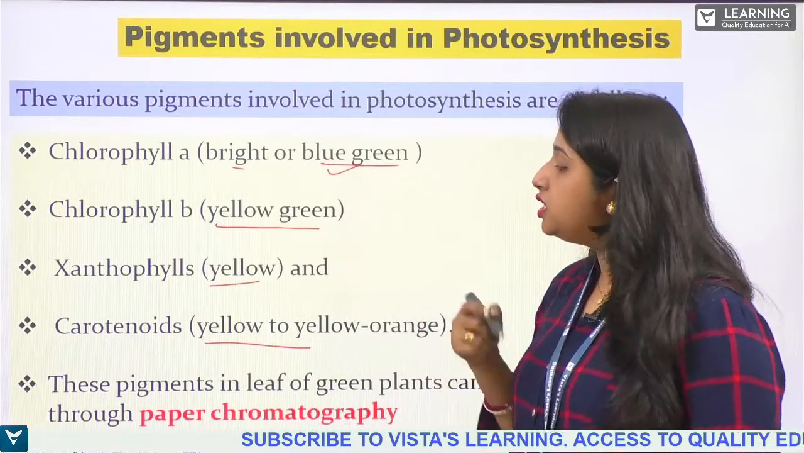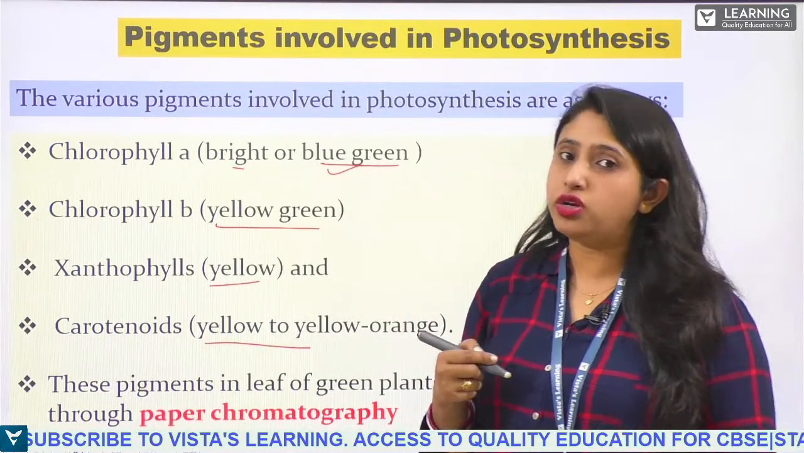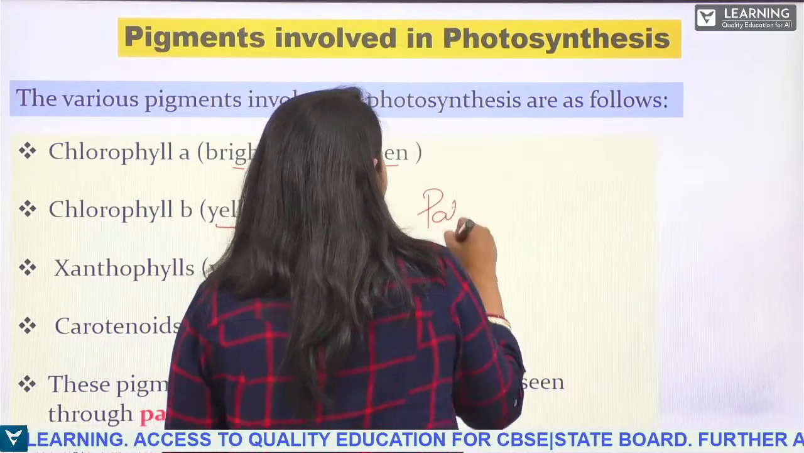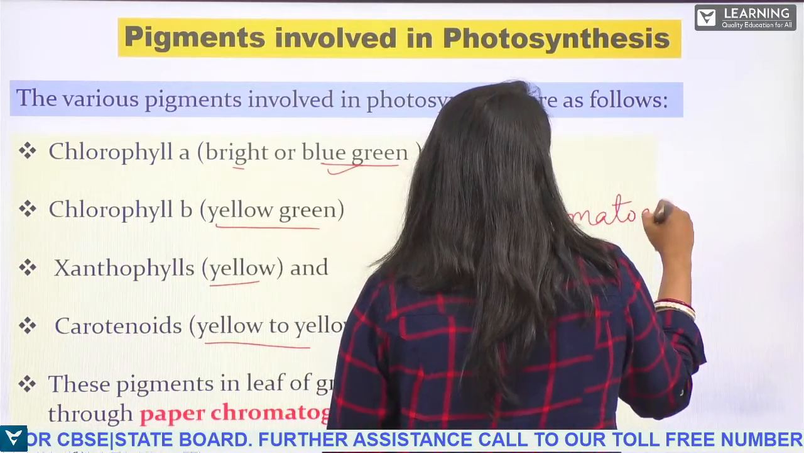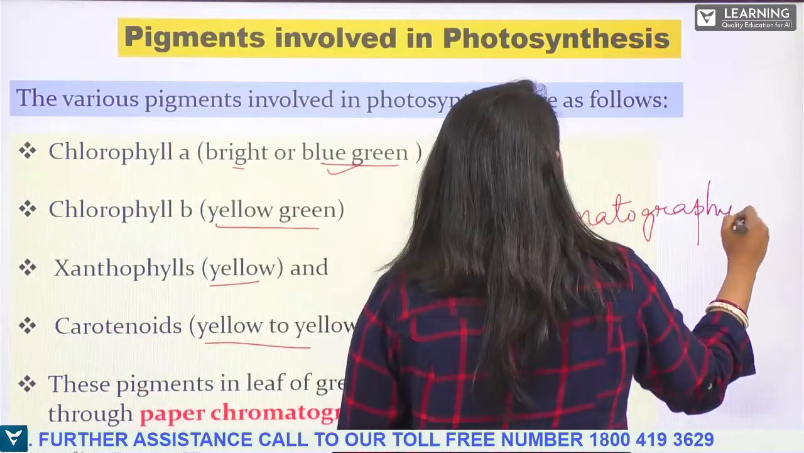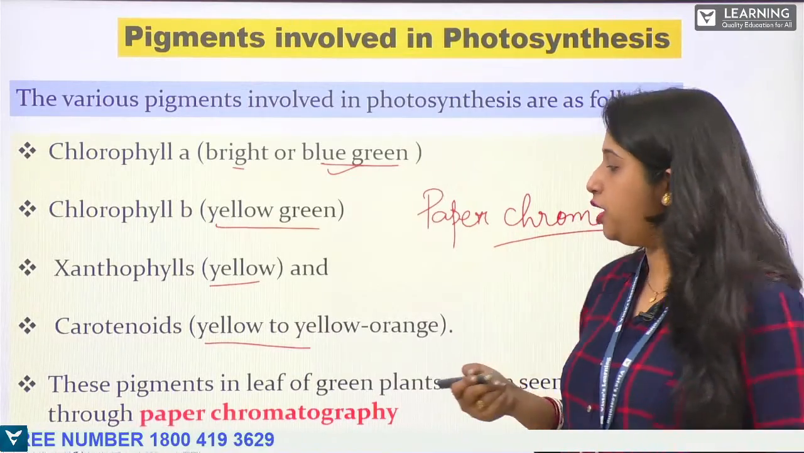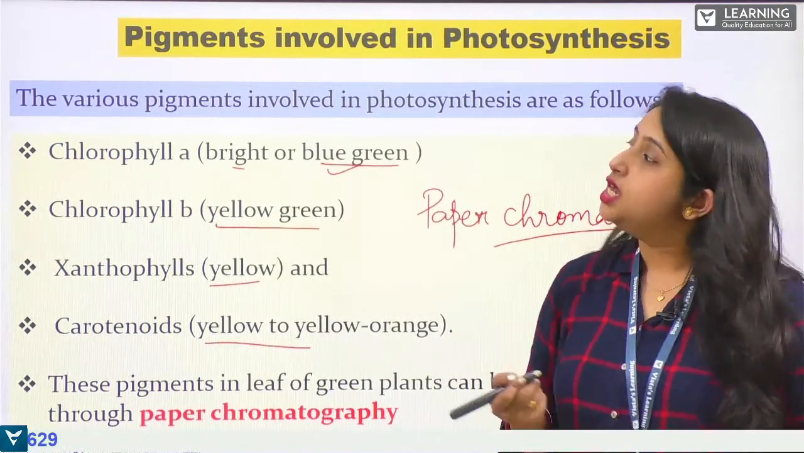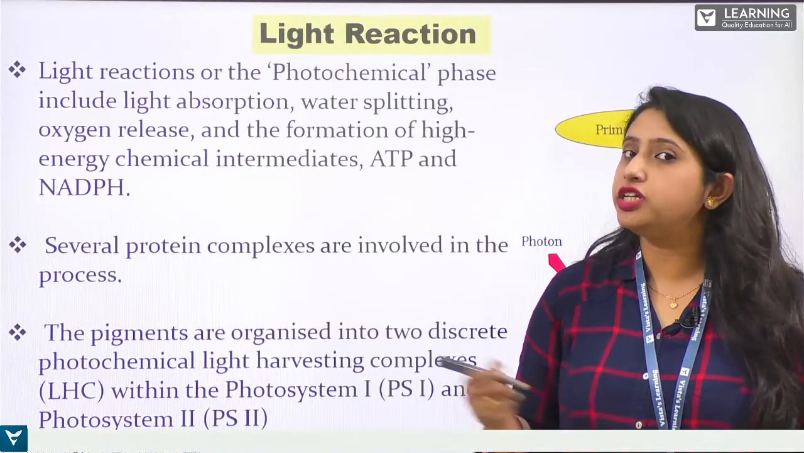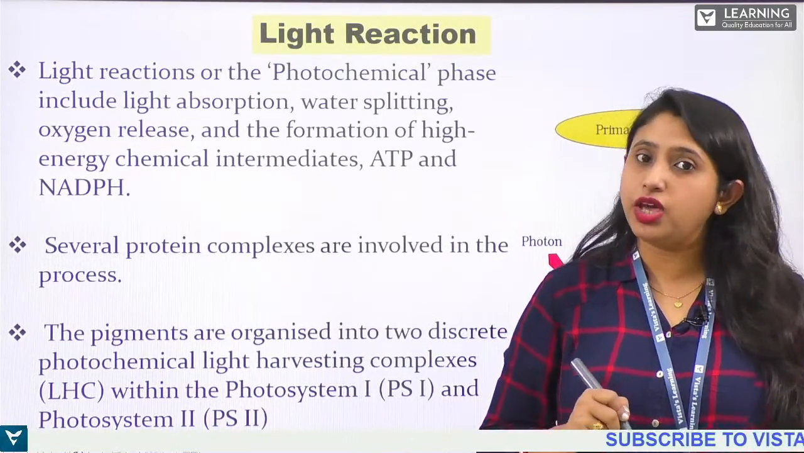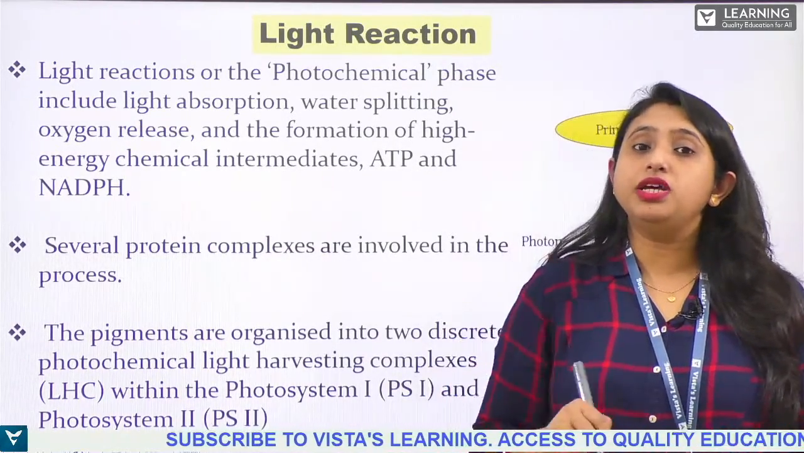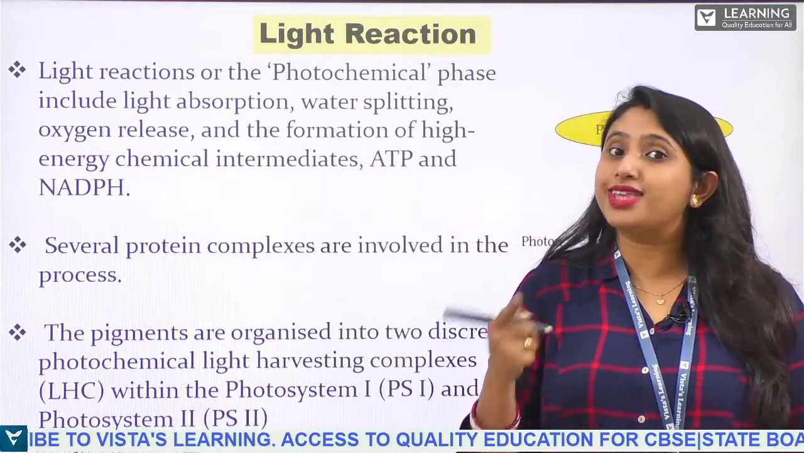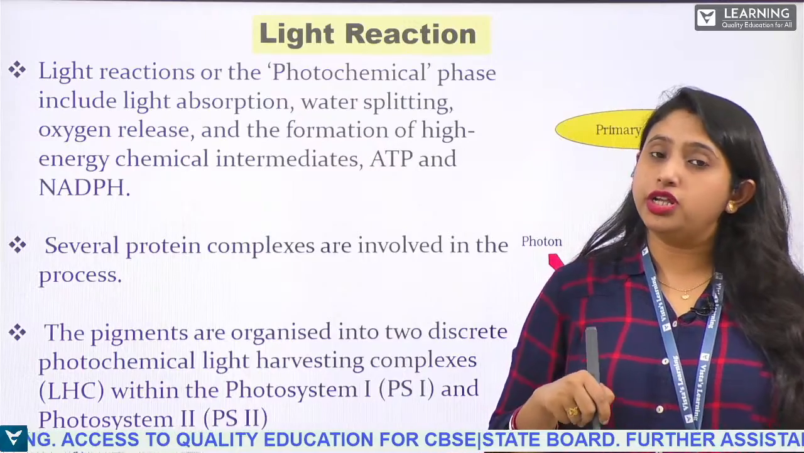These pigments we can determine through an experiment known as paper chromatography. With the help of paper chromatography, we can determine the various pigments in the leaf. Now, let us move into the light reaction. In today's class, we will be learning about the light reaction, that is, photosystem 1 and photosystem 2 involved in this. Here you will be looking into the various cyclic and non-cyclic photophosphorylation reactions.